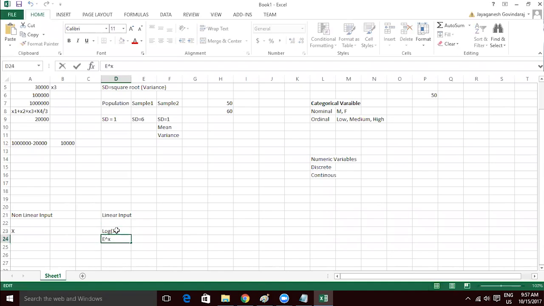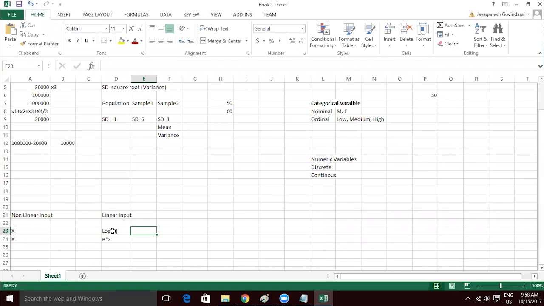The exponential function is a monotonic function, either decreasing or increasing. So you apply this to a variable called x, and then you check whether it is a linear input or non-linear input. So we have to understand logarithmic functions, exponential functions, all those things. That's why statistics is very important.